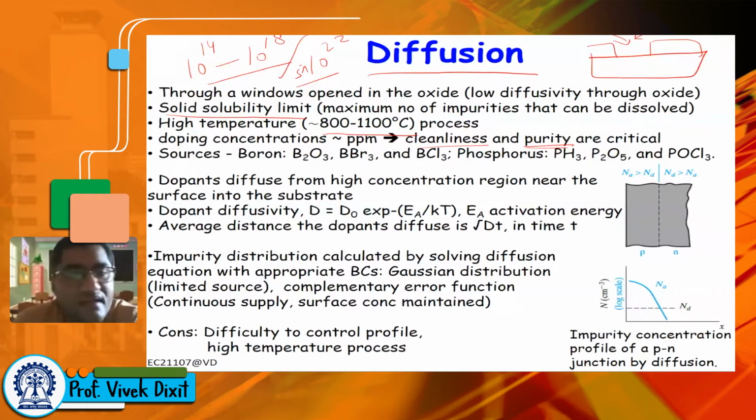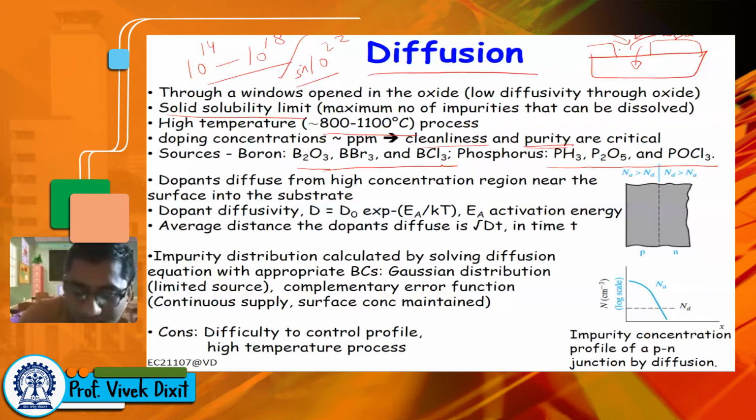Now the source may not be in atomic form. It may be some compound: boron oxide, BBr3, or boron chloride. Similarly for phosphorus, PH3, phosphorus pentoxide, or POCl3. So these compounds are used for diffusion purposes. Now of course these dopants will diffuse from high concentration at the surface to inside, so a high concentration has to be maintained.